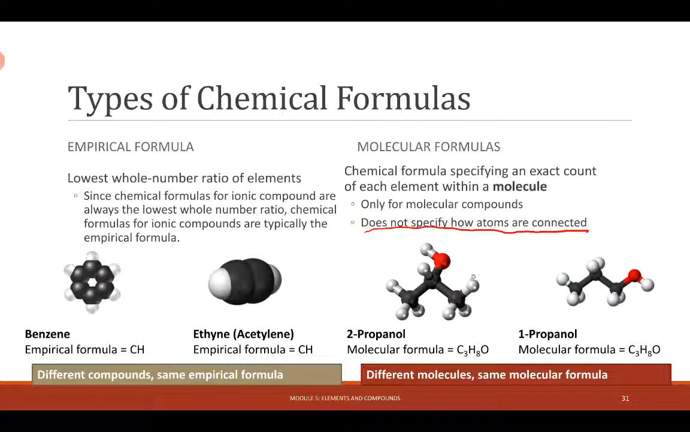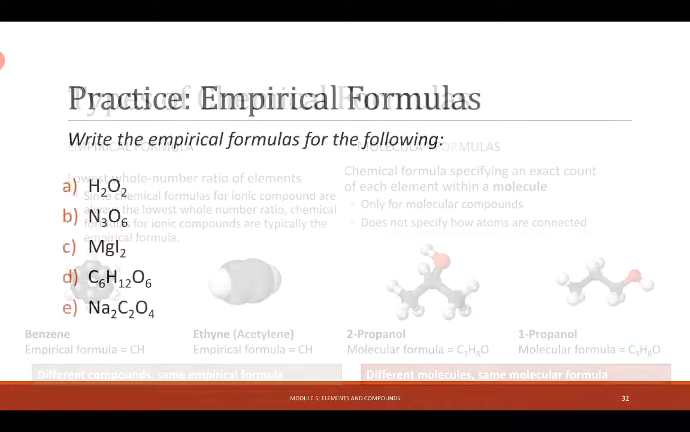And so an example of two molecules that have the same chemical formula but different structures are 2-propanol and 1-propanol. They both have a molecular formula of C3H8O, meaning that they have 3 carbons, 1, 2, 3, and 8 hydrogens, which are represented by white, 1, 2, 3, 4, 5, 6, 7, 8, and oxygen is represented as red. And so there's 1 oxygen. You can see that the subscript 1 is implied for the oxygen.